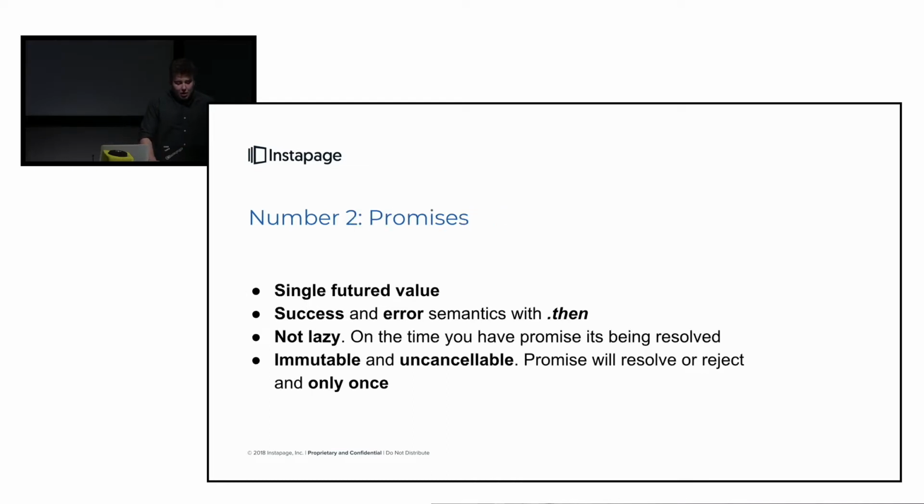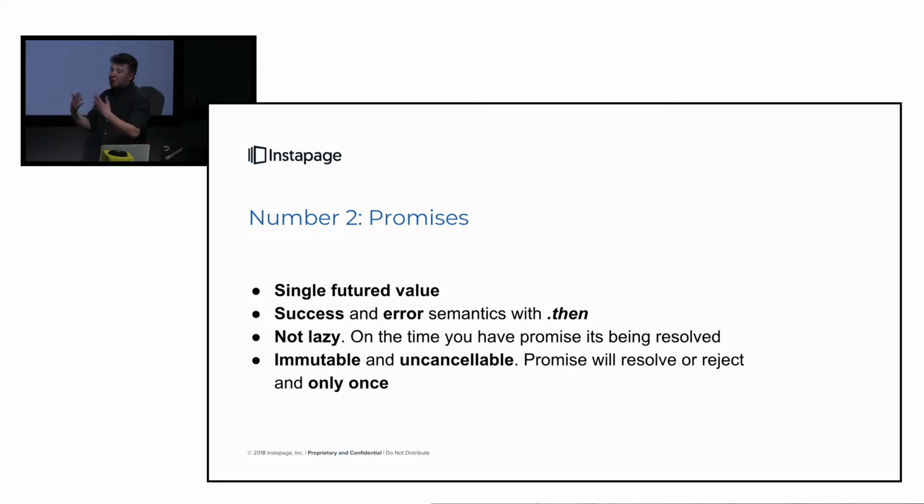So I will describe the features of promises, and then we will compare them to observables. The first thing is that a promise takes a single value, and you cannot change that value in the future. The second thing is that they use the semantics of a chain with success and error callbacks, so it's pretty much the same as callbacks. They are not lazy. What does that mean? Not lazy means that when you create the promise, it's already going to be resolved. You cannot stop it.